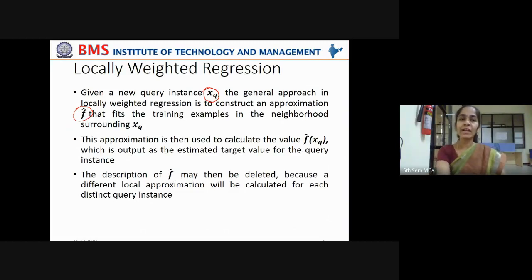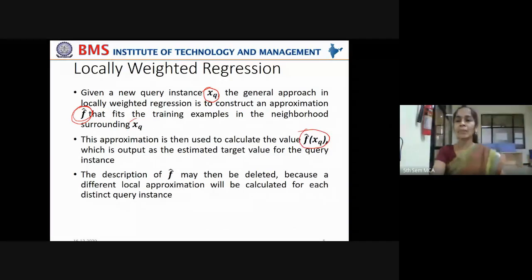Now, to construct an approximation of the target function F cap that fits the training examples in the neighborhood surrounding XQ, let us take this approach. That is locally weighted regression. This approximation is then used to calculate the value F cap of XQ. What is this F cap of XQ? The estimated classification of XQ in the case of a classification task, or the predicted value of XQ in the case of a regression task.